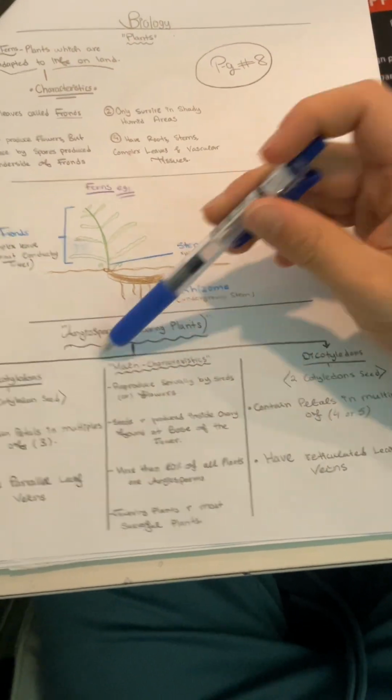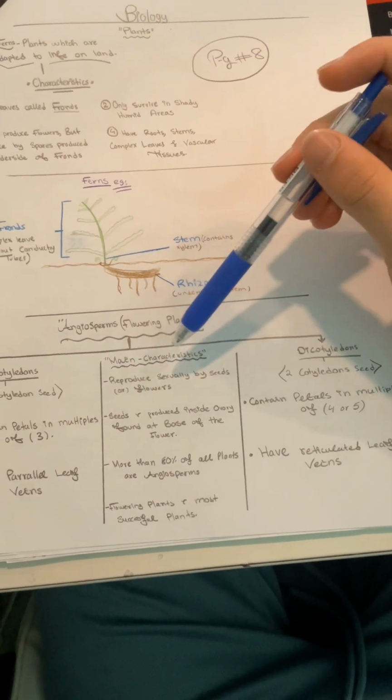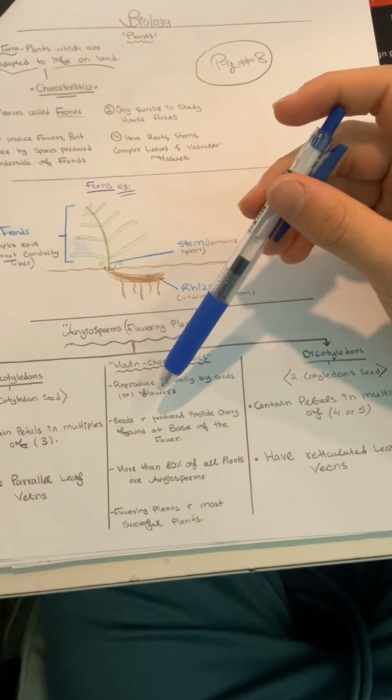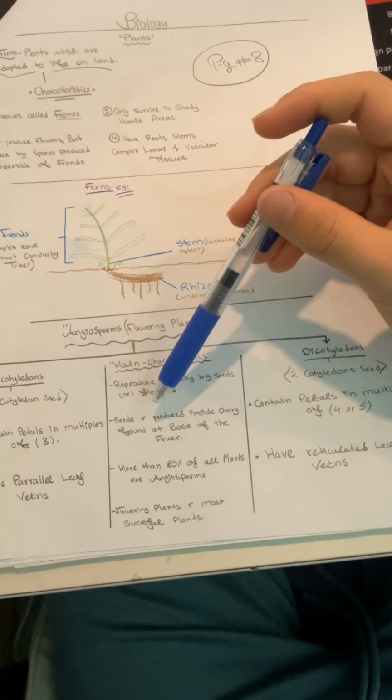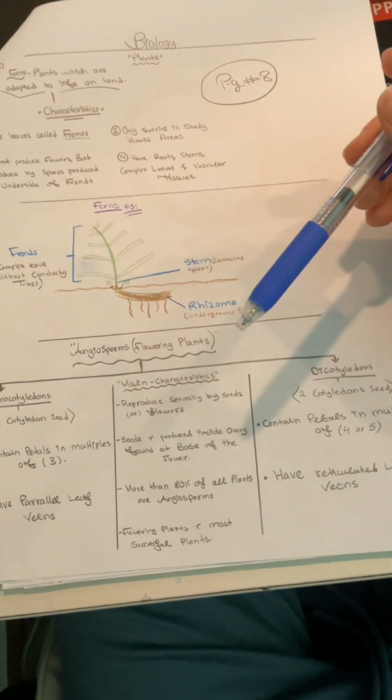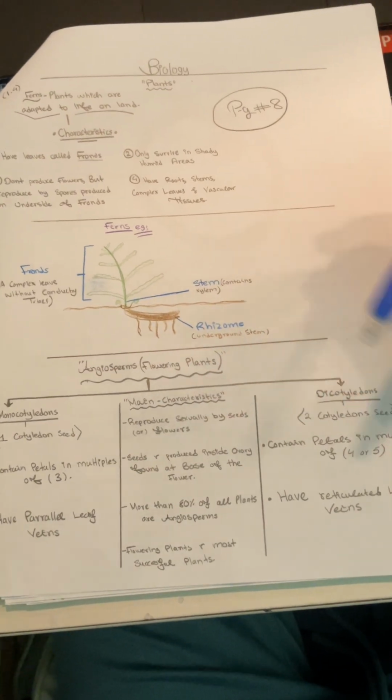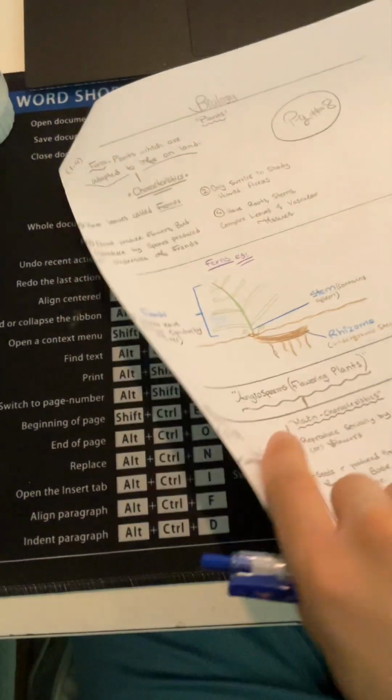So the main characteristics of both of these is that they reproduce sexually by seeds or flowers. The seeds are produced inside the ovary found at the base of the flower. More than 80% of all plants are angiosperms, and flowering plants are the most successful type of plants.